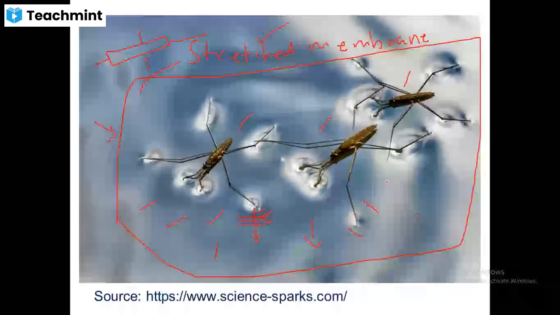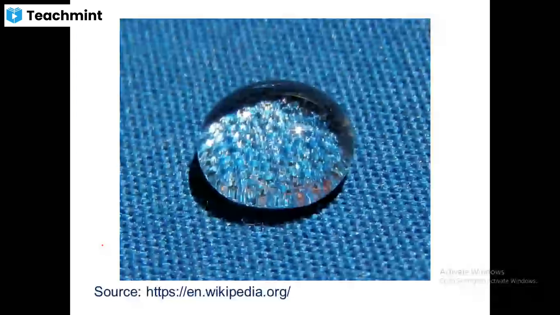What is the reason? It is surface tension. We'll discuss this stretched membrane and all those things a bit later. But right now, you remember that it is the beauty of surface tension which allows these bugs to walk very freely on the surface of water. Then, yes, this is one more classic example of surface tension.